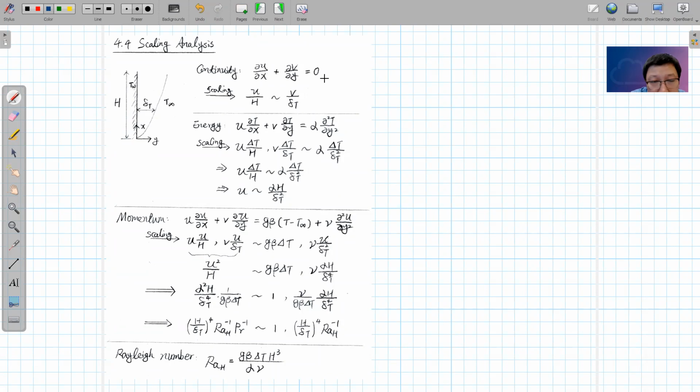This is from the continuity equation, and from the energy equation here we have u times delta t over the h length scale for the x direction, and v times delta t over the length scale for the y direction, which will also be the boundary layer thickness. And the delta t here is equal to T wall minus T infinity. Okay, this is the definition of delta t.